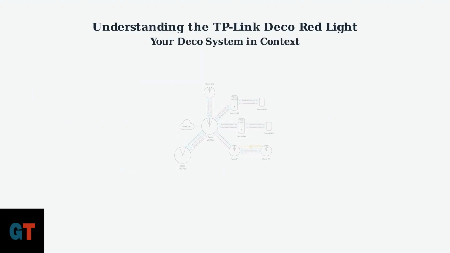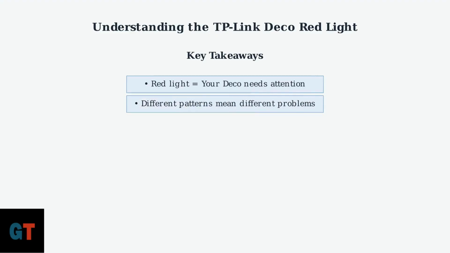Understanding your Deco mesh system helps you better diagnose red light issues. Your main Deco unit connects to your internet provider, then communicates with other Deco units throughout your home. So remember, the red light is your Deco's way of saying, hey, check these things. Different light patterns indicate different types of problems. Since most red light issues are related to your internet service provider, that's usually the first place to start troubleshooting.